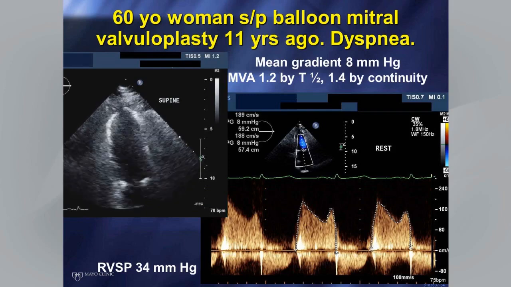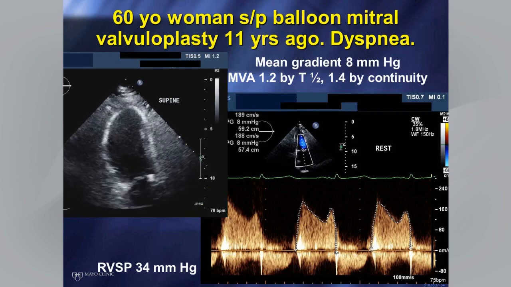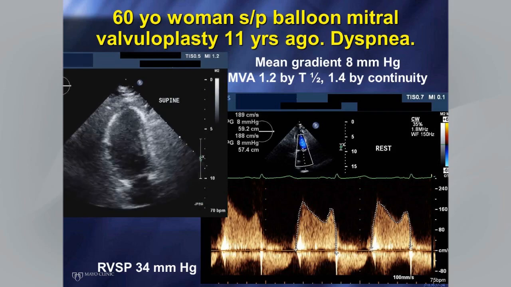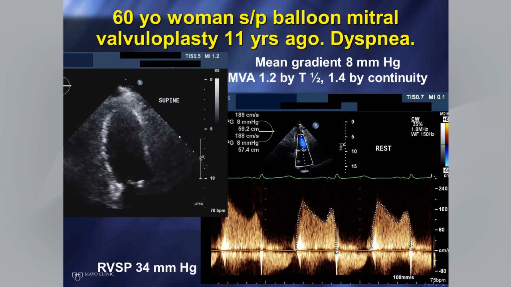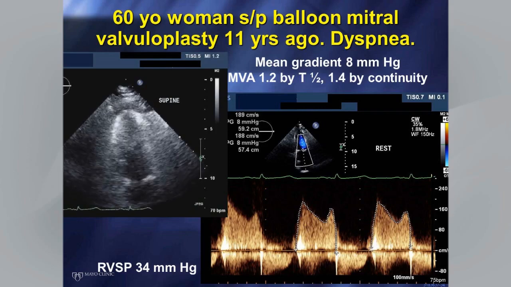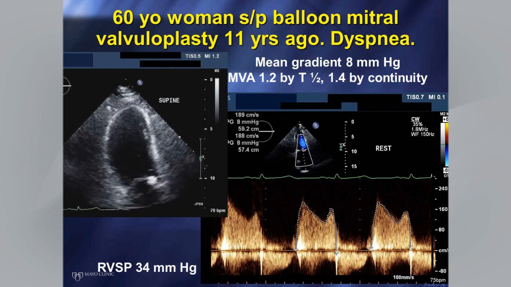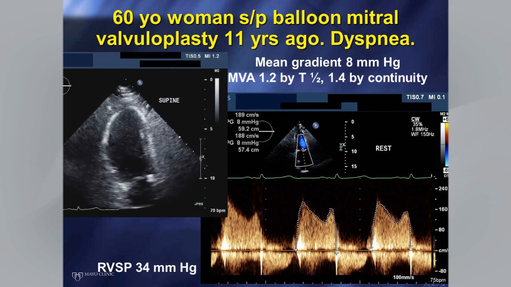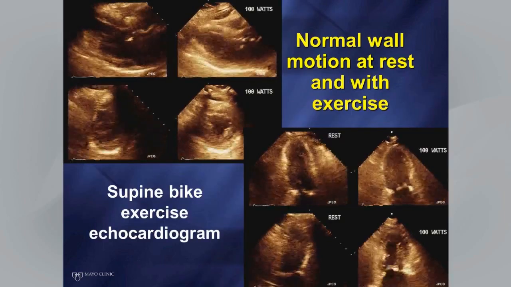So here's an example from our practice, a 60-year-old woman who had had a mitral valvuloplasty 11 years previously and had done very well. But recently she's developed shortness of breath. The mean gradient on the rest echo was 8 millimeters mercury across the mitral valve. The mitral valve area was calculated at 1.2 by pressure half-time method, 1.4 by continuity. And here you can see that tracing of her mean gradient. And her right ventricular systolic pressure at rest was 34 millimeters mercury.